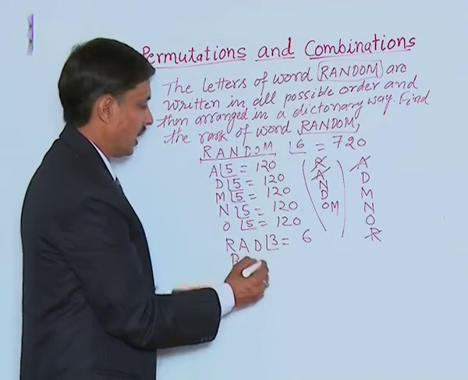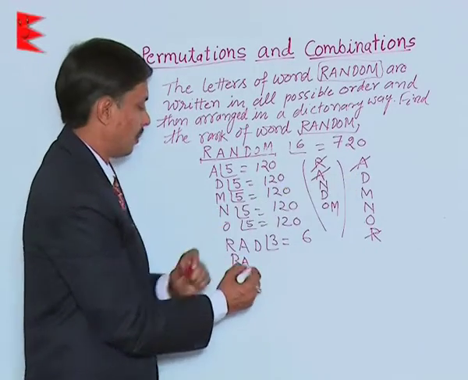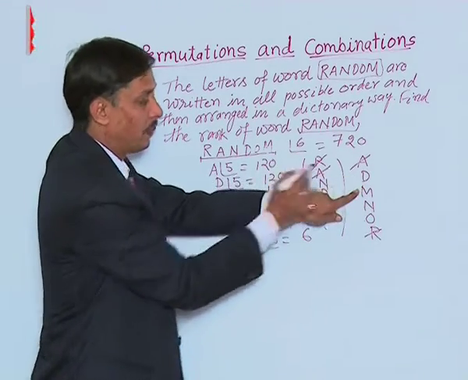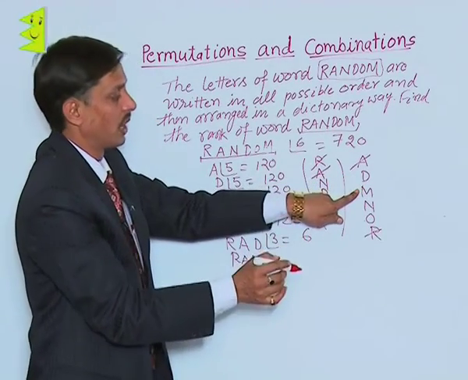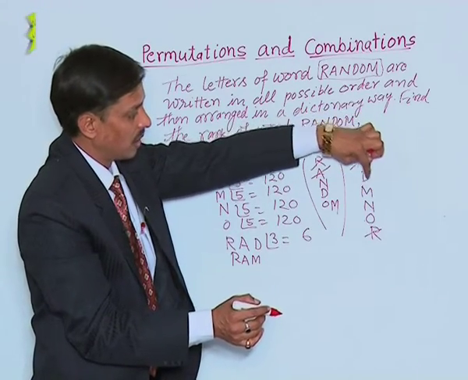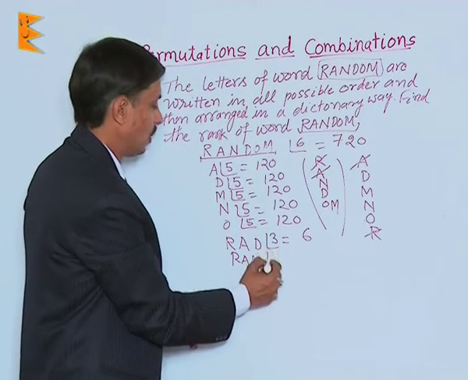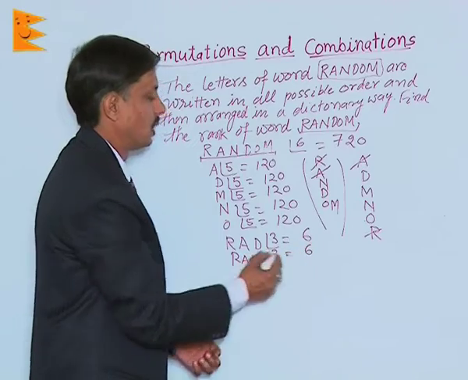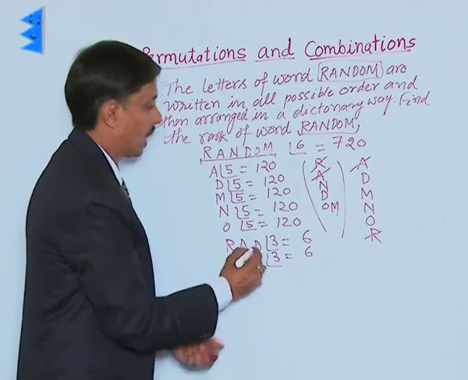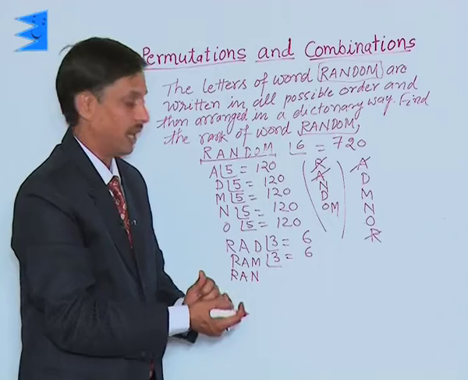Now R-A, after D we will go to M. And if M is used, D is made free because we want to write random. If M is used, D is free, then 1, 2, 3. Again we have 3 choices, factorial 3, that is what? 6.